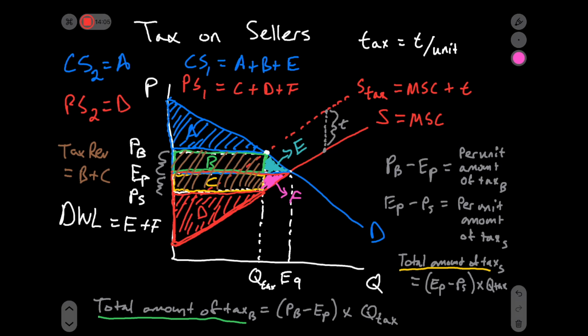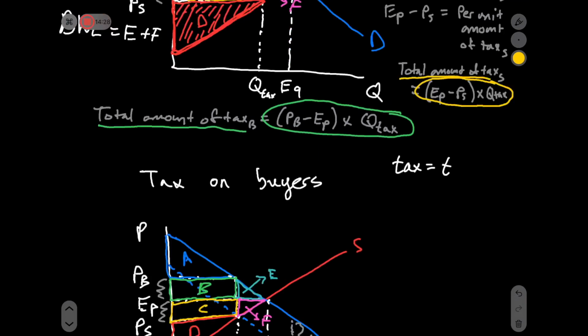And so the total amount of the tax that buyers pay is calculated in exactly the same way. The total amount of tax paid by sellers is calculated exactly the same way. Our new consumer surplus, our new producer surplus, the total amount of tax revenue, and the total deadweight loss will be the same.